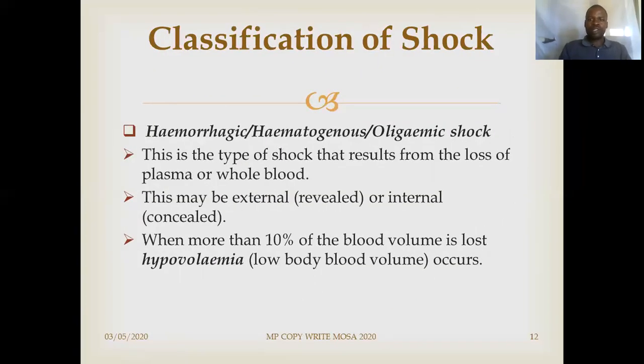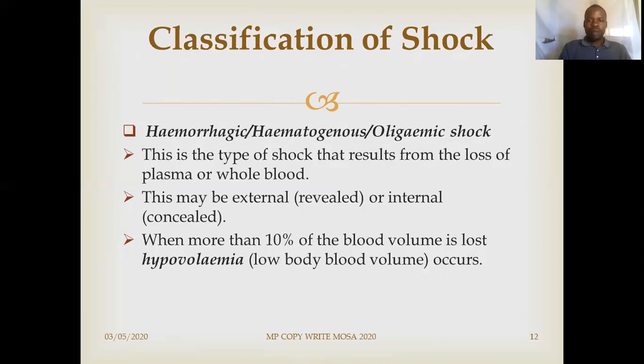Let us look at the classification of shock. The first classification of shock is hemorrhagic shock. This hemorrhagic shock can also be called hematogenous shock. Apart from being called hematogenous shock, it can also be called oligemic shock. So what type of shock is this?